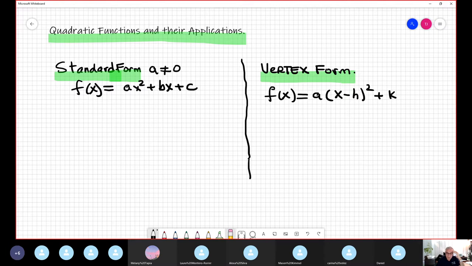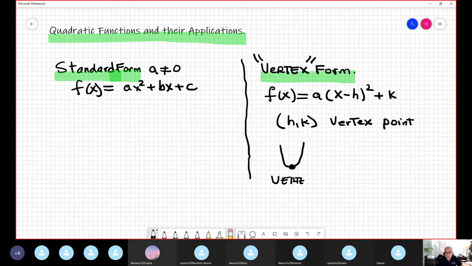For example, the first important thing in the vertex form is that we have two new parameters, h and k. And h and k represent the vertex point. That is the reason for the name. What is the vertex point? It is the most important point in the parabola, which looks like this, and this point is the vertex. When you are graphing any quadratic function, you never forget the vertex. It's an important point, the turning point. In this form, can you see clearly who is h and who is k? But in the standard form, no. This is the advantage.